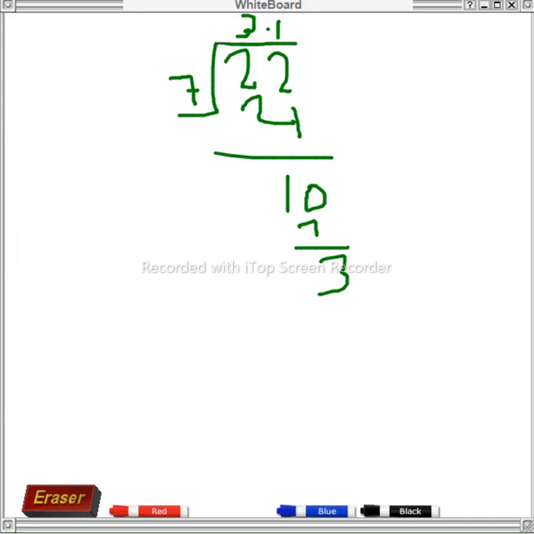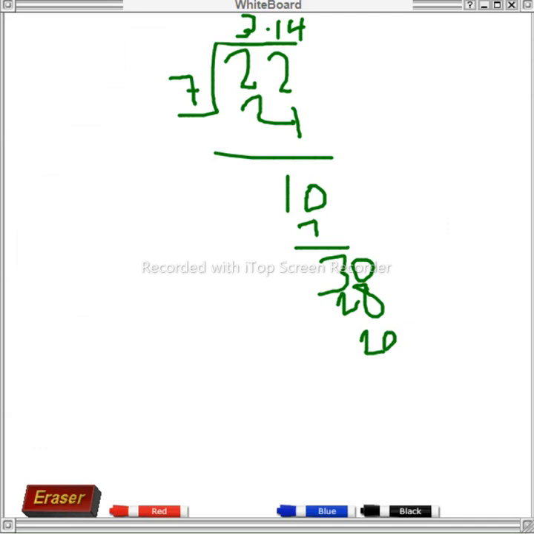Now also 3 is not divided by 7. We give 0 for this, so 30 divided by 7, we will get 4. 4 times 7 is 28. When we subtract 28 from 30, we will get 2. 2 is not divided by 7, so we give 0 here.